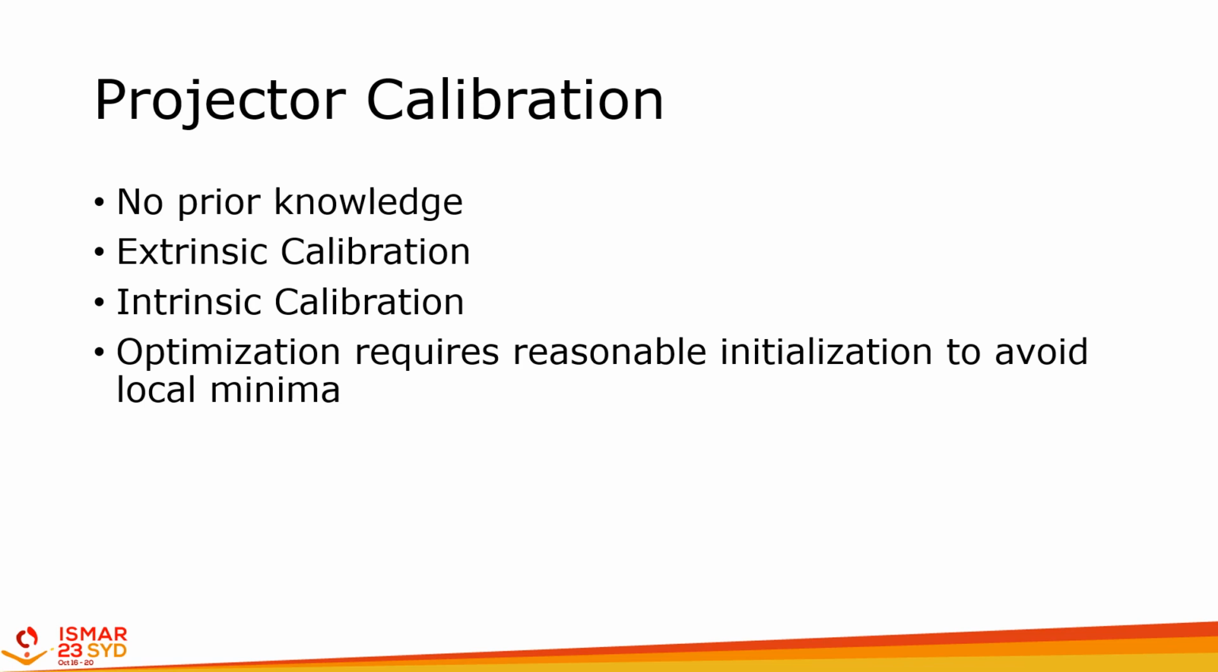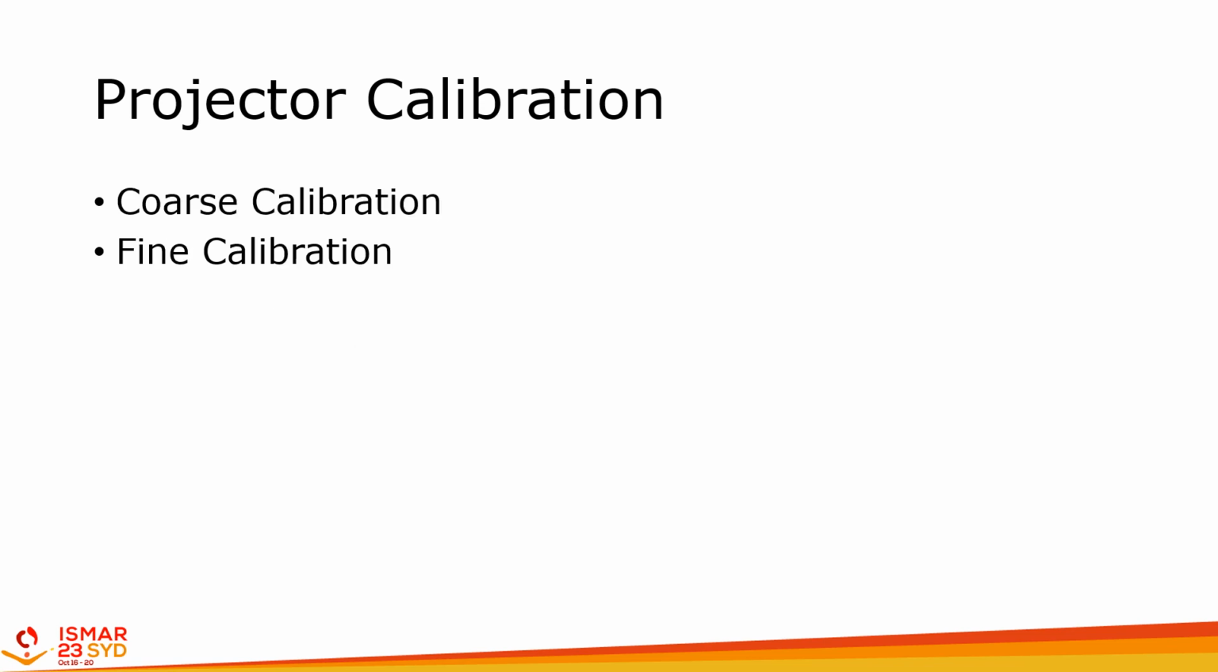After that, we perform projector calibration. Now we need to determine the projector pose and intrinsics. However, we have no prior knowledge about any of the projector parameters, and the optimization requires a reasonable initialization to avoid getting stuck in local minima. So we first perform a coarse projector calibration that provides a rough estimate of the projector parameters and use that to further refine the parameters in an optimization.